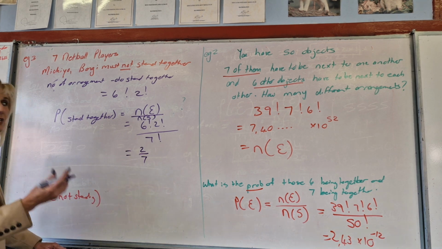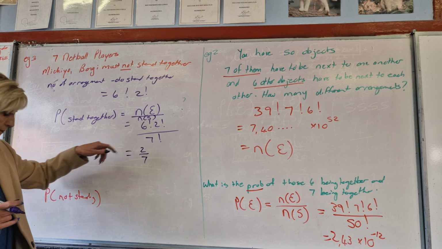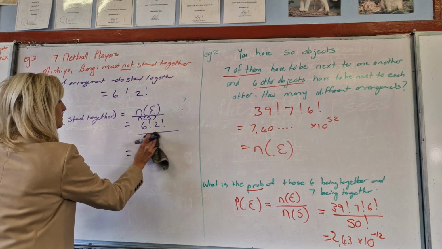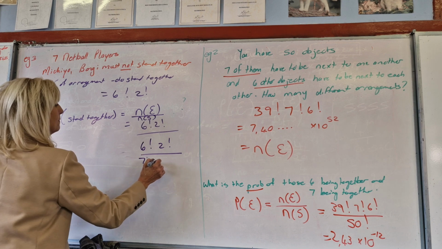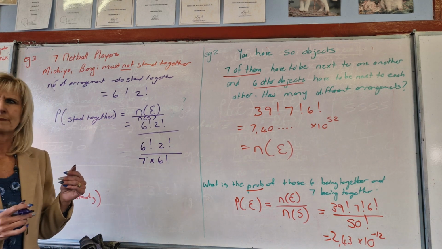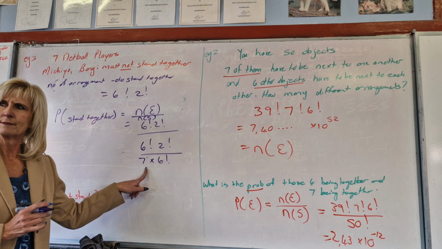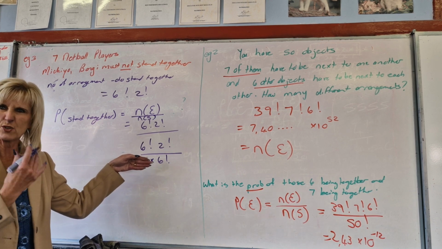2/7, I like it, because I can see it. Let me help you see it. 7 factorial. Does that make sense? Yes. 7 factorial is 7 times 6 factorial. Okay. Can you see it? Yes, ma'am.